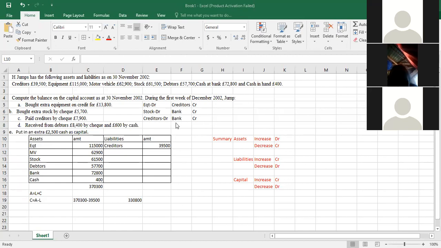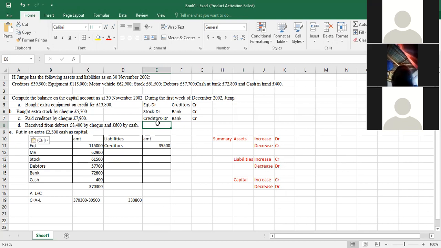She can't hear us. So he'll give us the fourth transaction. We received from debtors 8,400 by check. Who are debtors? Debtors are assets, isn't it? Yes. So we are receiving from debtors 8,400 by check. So what is happening to the bank account? It is increasing by 8,400, isn't it?